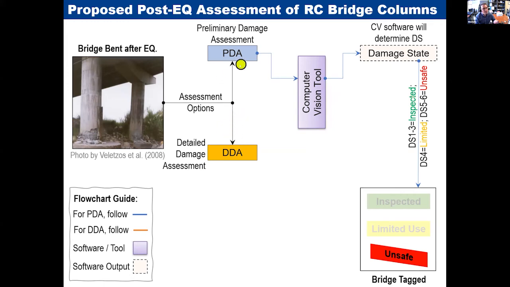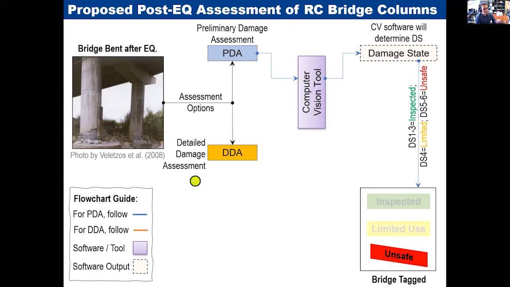So if you want to do PDA, preliminary damage assessment, take a picture of the column, upload it to this computer vision tool. It will tell you what damage state it is. If it's damage state 1, 2, 3, it's good. 4 is limited, and 5, 6 means close the bridge. As easy as that. So you just need pictures of the columns.